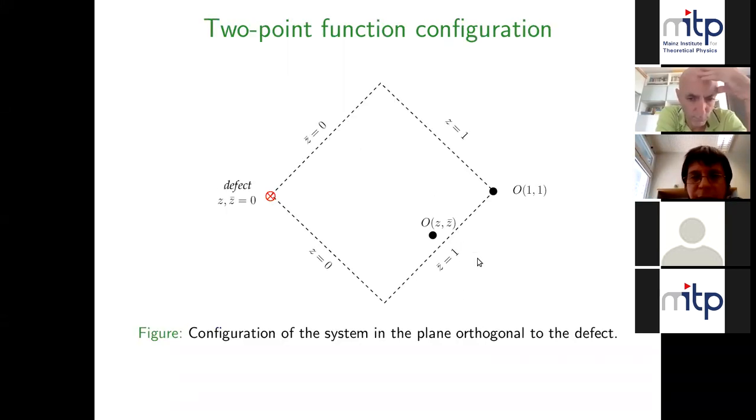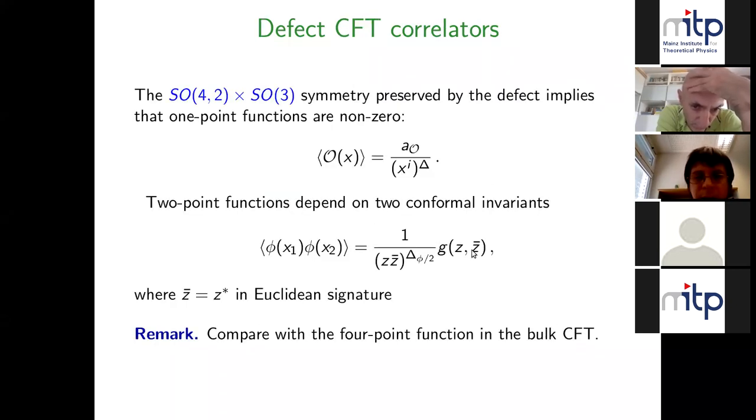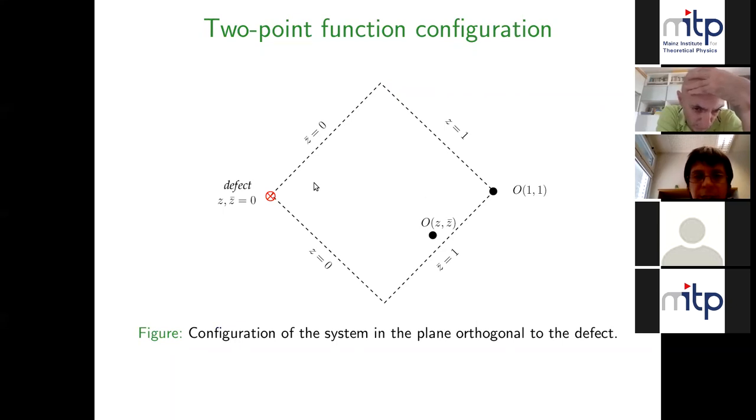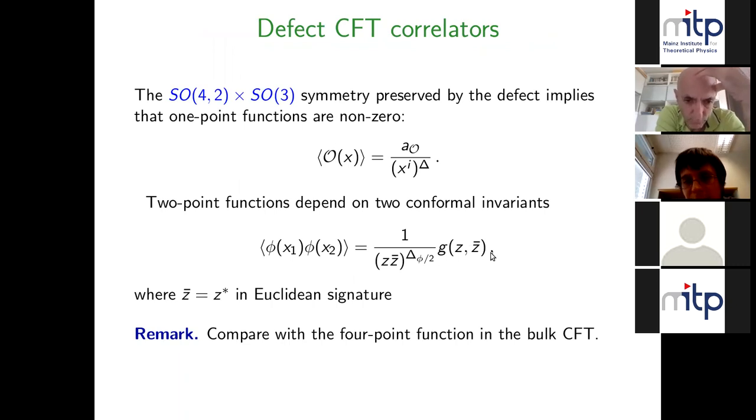Now, these two cross ratios have a very cute geometrical interpretation. This red cross is the defect coming out of the page. And now we have our two local operators. Using conformal symmetry, you can always put one of the operators at 1, 1. And then the other operator, you can put it on a common plane. And then these cross ratios, Z and Z bar, these invariants, you can interpret them basically as the coordinates of the second operator. So we have the defect at the origin, we can put one operator at 1, 1, and then the coordinates of the second operator are basically the two invariants that appear in the correlator.